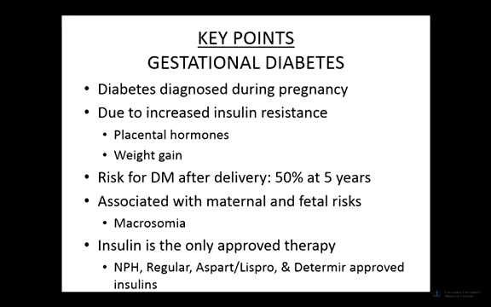So this is due to increased insulin resistance from placental hormones and weight gain. And the important point here is even after you've delivered, the risk for diabetes is 50% at 5 years, and the lifetime risk is also very high. And it's associated with maternal and fetal risks such as macrosomia. And insulin is the only approved therapy in the United States, and these are the forms of insulin that are approved: NPH, regular, Aspart, Lispro, and Detemir.